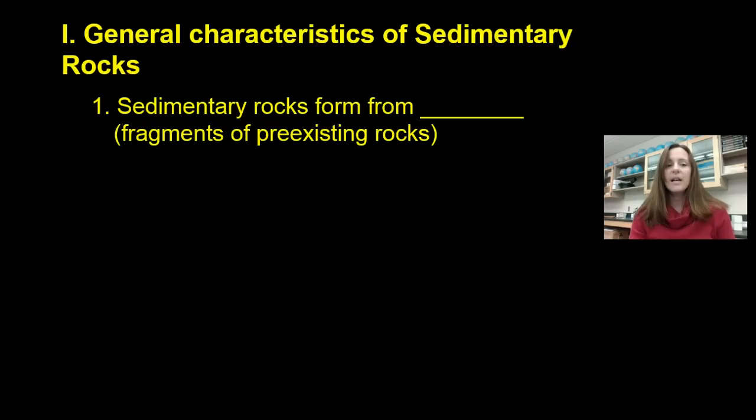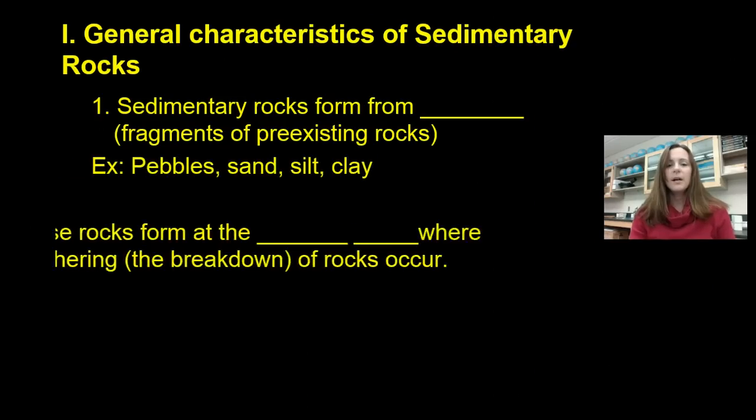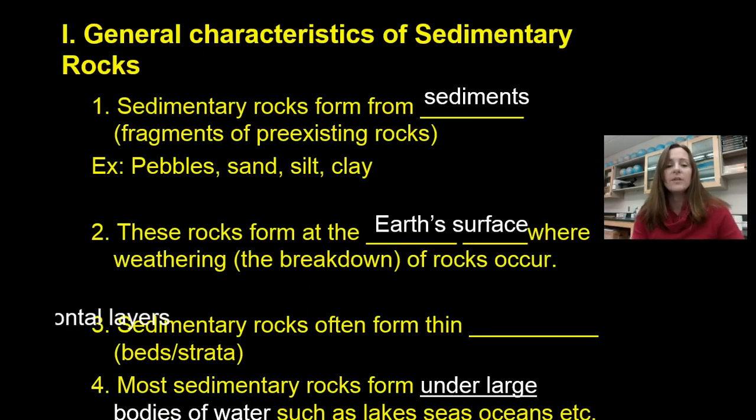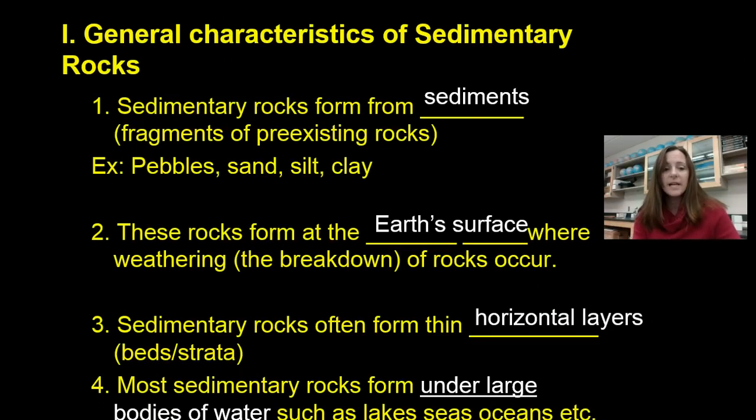So what are some of the general characteristics of sedimentary rocks? Well, sedimentary rocks form from sediments, and we learned that fragments of pre-existing rocks like pebbles, sand, silt, and clay are considered sediments. These rocks form at the Earth's surface where weathering, which is the breaking down of rocks, can occur. Sedimentary rocks often form thin horizontal layers. We call these layers rock strata, or sometimes they're just called beds. And most sedimentary rocks form under large bodies of water, like lakes, seas, oceans, etc.